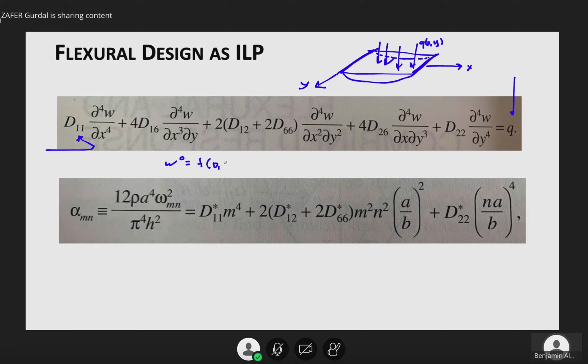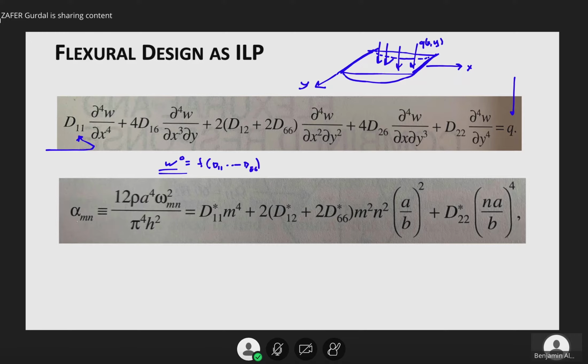D11 through D66, or D11, D12, D22, and D66. And we'll show that actually that's linear deformation, which means we can design.